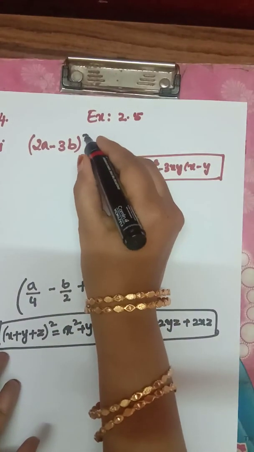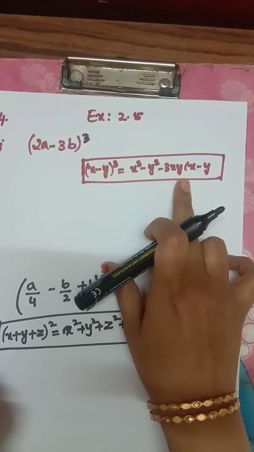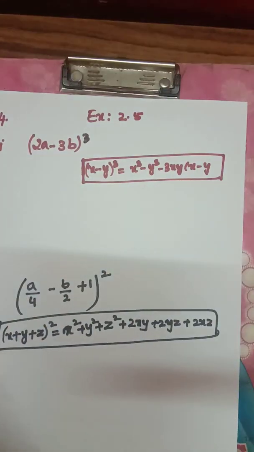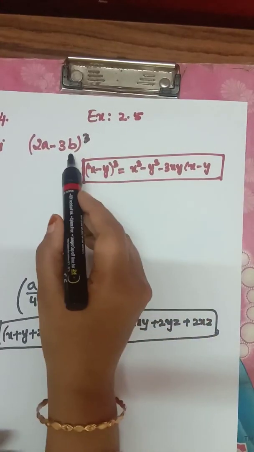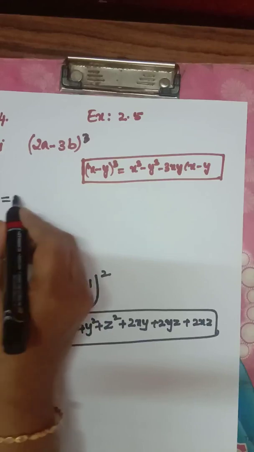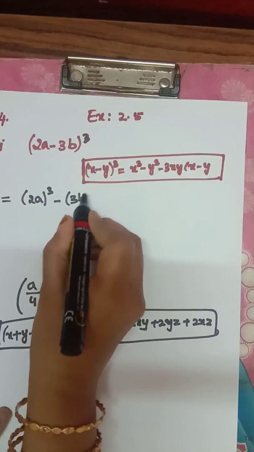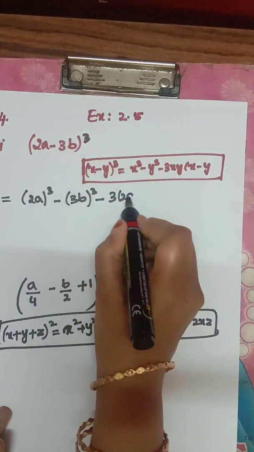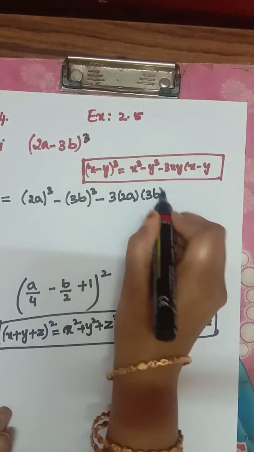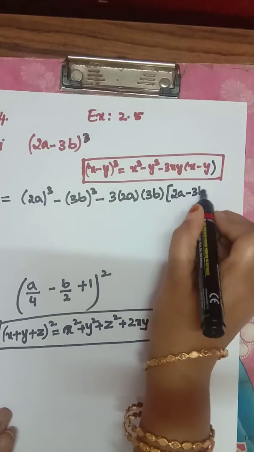This is a cube, so the cube formula: (x - y) whole cube is x cube minus y cube minus 3xy into (x - y). We are going to expand using this. Now in the place of x I am going to substitute 2a, in the place of y I am going to substitute 3b. That is (2a) whole cube minus (3b) whole cube minus 3 into, in the place of x again 2a, in the place of y 3b, into (x - y) which is again (2a - 3b).